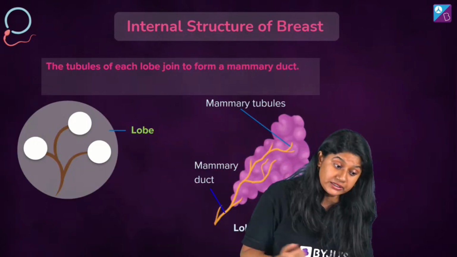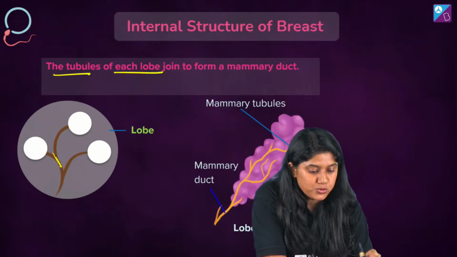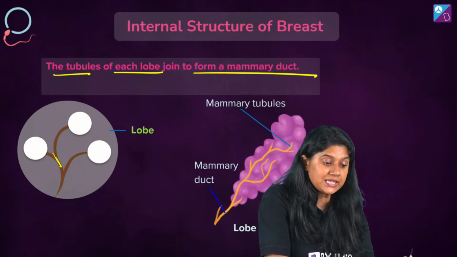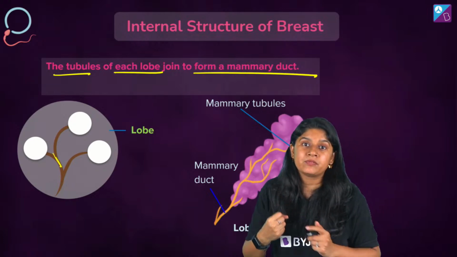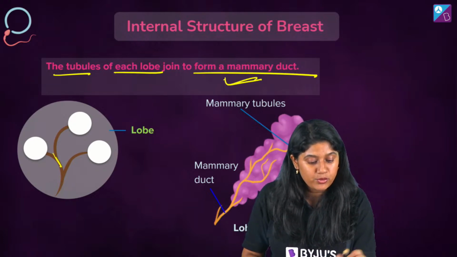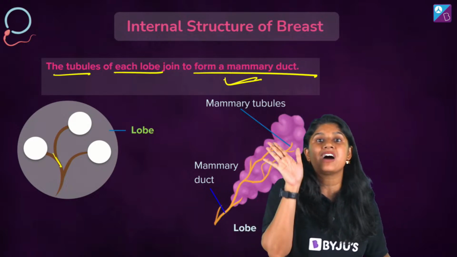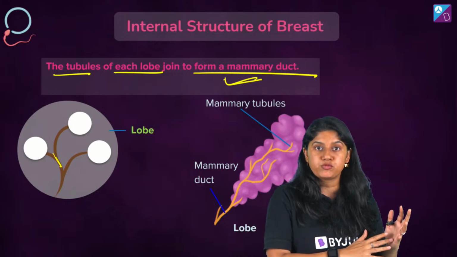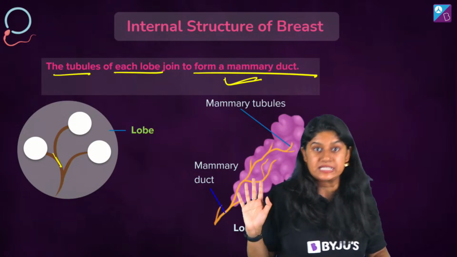Moving further, the tubules of each lobe join to form a mammary duct. So over here, the mammary tubules will be joining and forming the mammary ducts. Of course, this is very important, everyone. In the examination they have asked about the flow of the milk, how the flow is happening. Very, very crucial step. With arrows they can give you options to pick the correct answer.